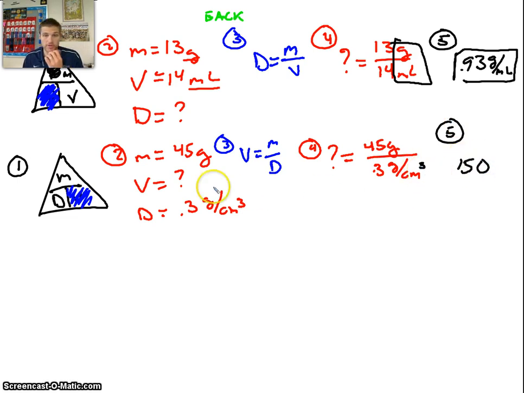Now, which label would I use? Well, for this time, I'm looking for volume. So these grams get crossed out, so I'm left with cubic centimeters. So there's my label. The last problem I want to look at is what if I'm solving for mass?